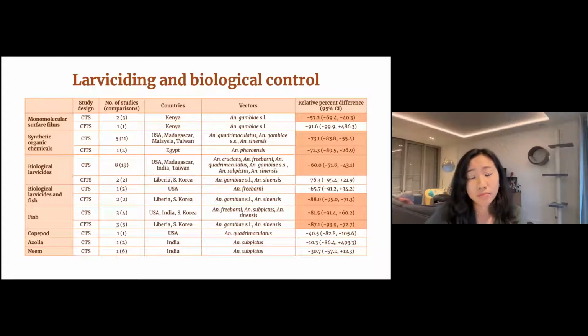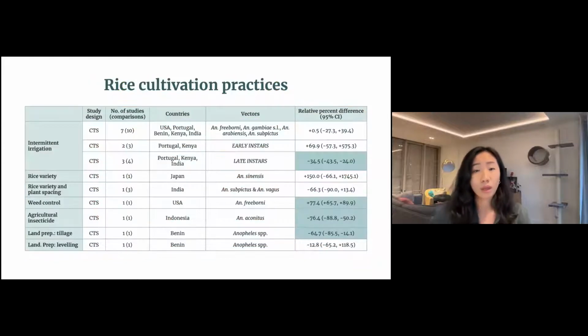And then, unfortunately, in terms of copepods, azolla, and neem, also bearing in mind that only 1 study each was conducted, it did not seem to work that well in reducing anopheline numbers. And as for rice cultivation practices, intermittent irrigation was not consistently associated with lower densities of total anopheline immatures, but when separated into developmental stages, as you can see in the second and third lines of the table, it reduced late instars by a pooled estimate of around 35% in 4 studies.